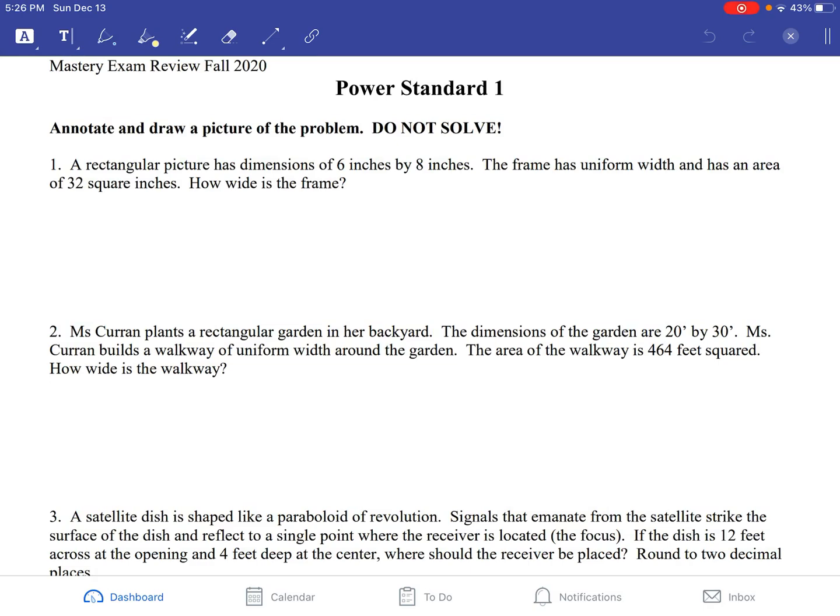So this is a master exam review for Power Standard 1. This is the word problem. So all we have to do for these is actually set them up. Okay, so you don't actually have to solve them. So we're just going to set up the pictures. You don't have to solve anything. The solving part is for something else.